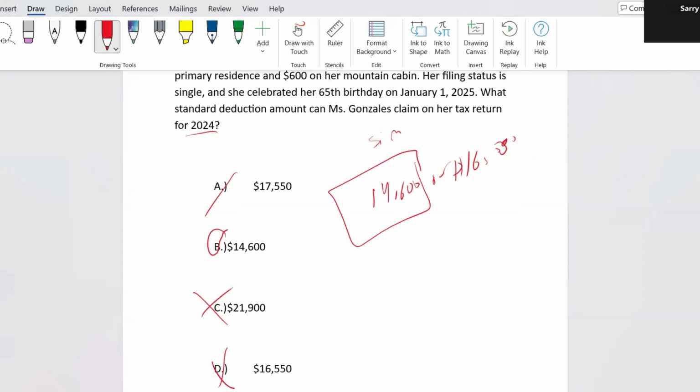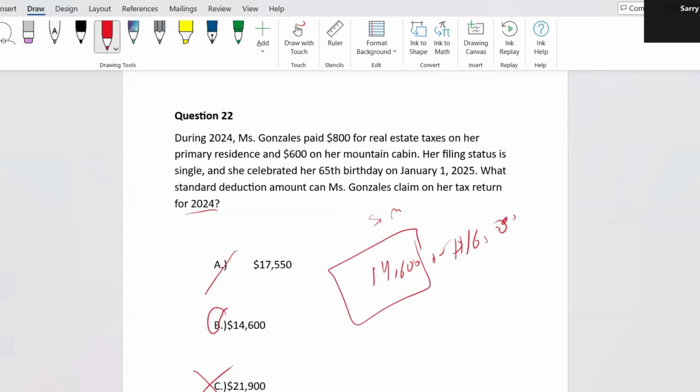They threw in some other numbers here to throw you off, like $800 for real estate taxes paid and $600 on the taxes paid on the mountain cabin. Again, irrelevant in this situation because they're asking about the standard deduction. So that's how you solve that one.